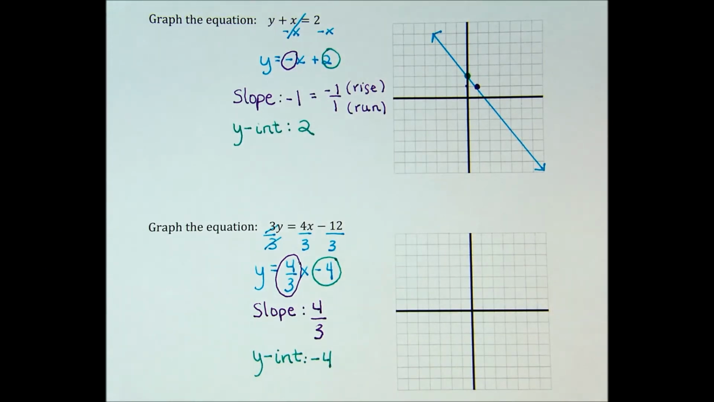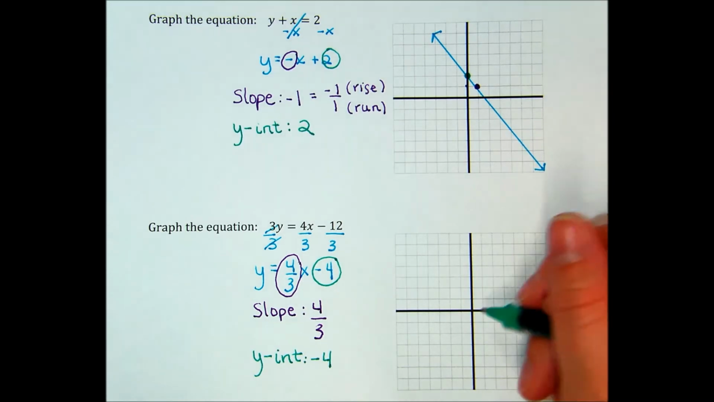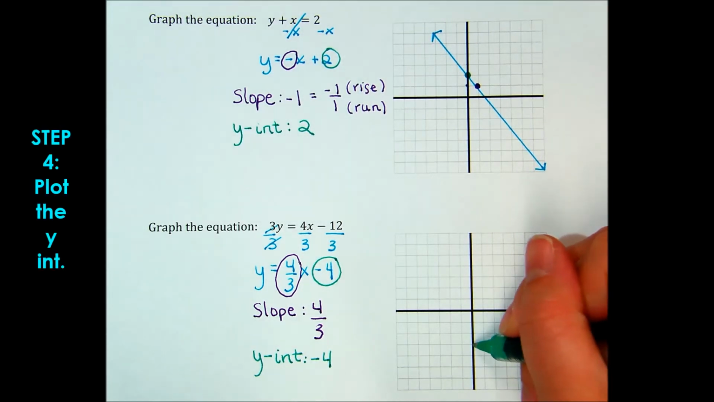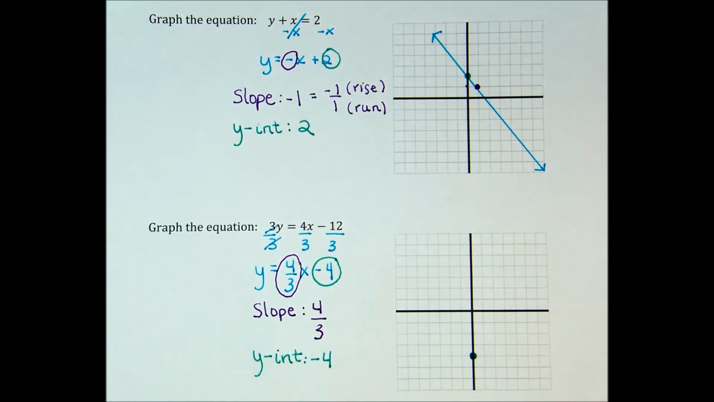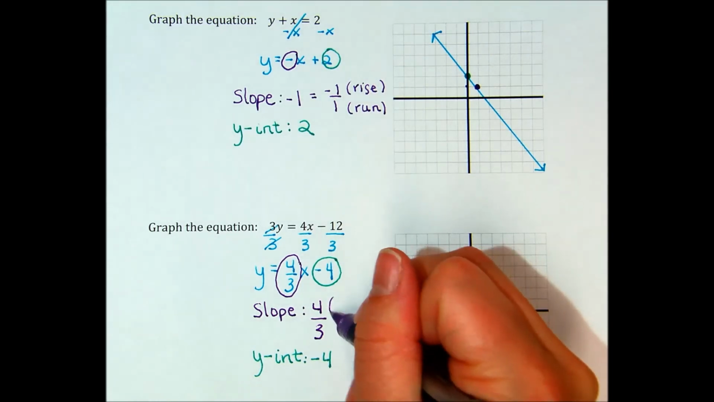After I've identified this information, I can now graph my equation, starting with my y-intercept. It's at a negative 4, so I will count down from the origin 4 spots and plot a point. After that, I then have to look at my slope and decide where I will move from there.